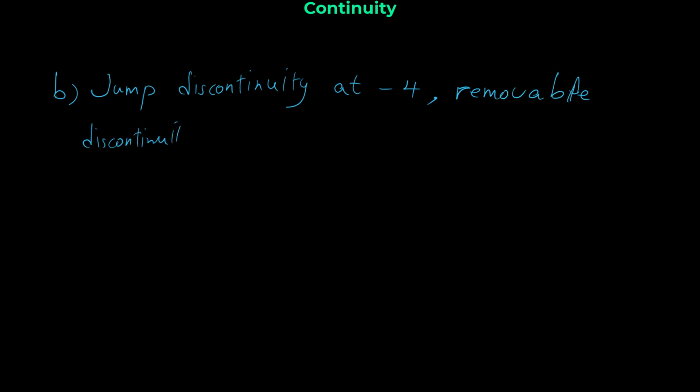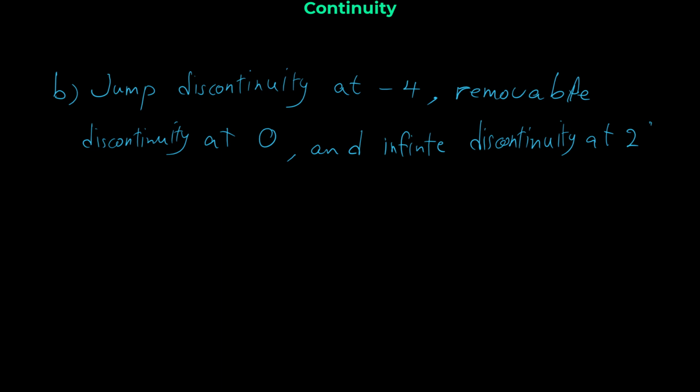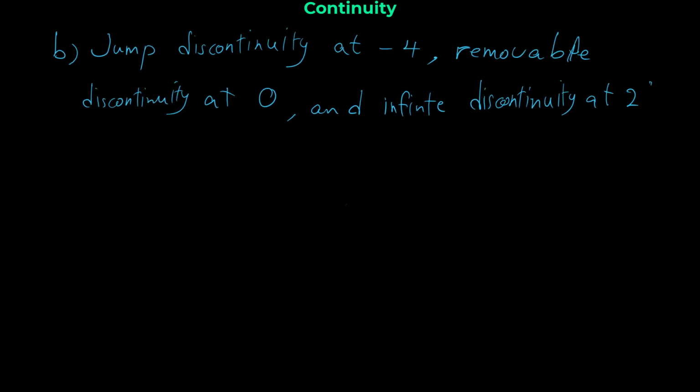The next question is, we want to have a graph that has a jump discontinuity at -4 again, a removable discontinuity at 0, and finally infinite discontinuity at 2. Based on this information, we want to graph our function.